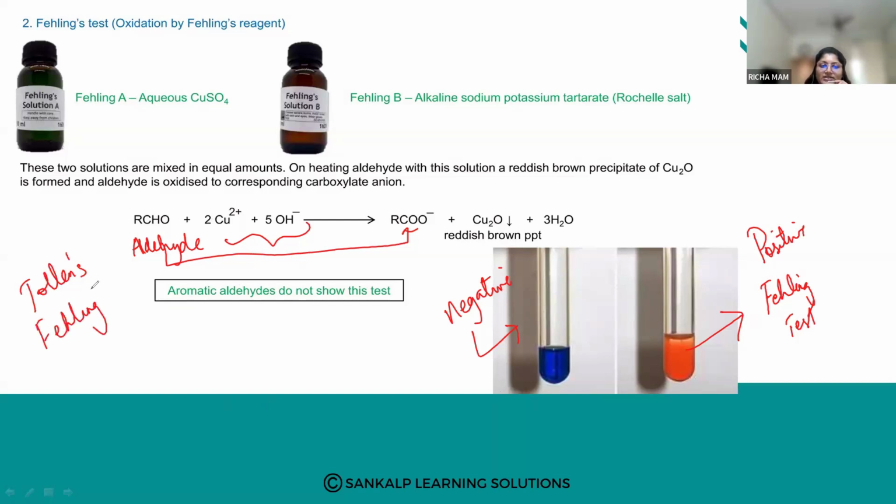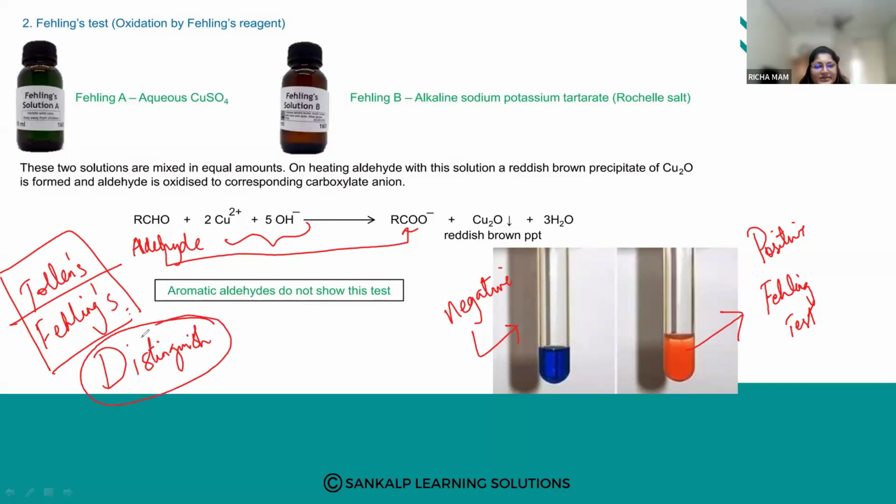So both these tests are used for distinguishing aldehydes and ketones. Suppose I have either an aldehyde or a ketone, I don't know, but I want to check, so I can use this method. If it is an aldehyde, then both Tollens and Fehling's will give a positive result. If it is a ketone, we are not going to get the test. It will be a negative test.